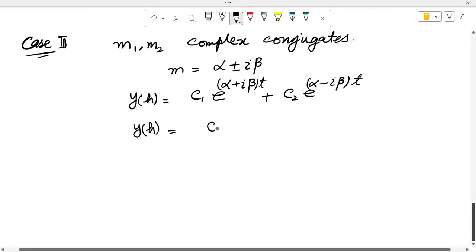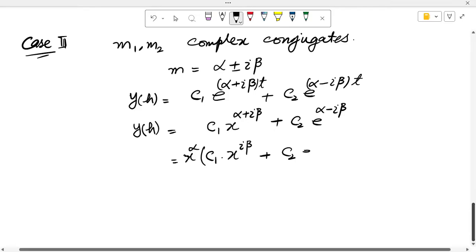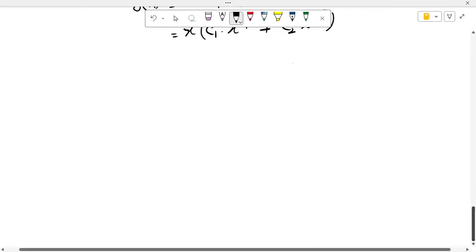Directly, or with the substitution, we can simplify it to x raised to the power alpha plus iota beta plus c2 x raised to the power alpha minus iota beta. So then we can further simplify that x raised to the power alpha can be taken out, and x raised to the power iota beta plus c2 x raised to the power minus iota beta. This form can be simplified.